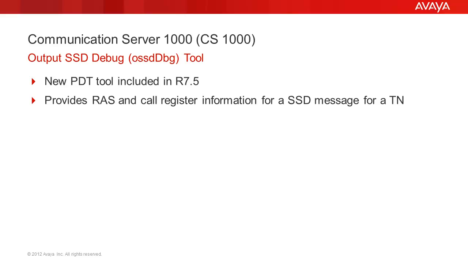For example, a phone can be designated as an on-site notification phone so that if someone calls an emergency number like 911, then the phone's OSN key would be lit. This tool would be used to troubleshoot an issue where the OSN key is lit but the call detail recording does not show a 911 call. The tool would provide return address stack and call register information for a particular SSD message to a particular TN. This information, along with your troubleshooting analysis, will help Avaya services troubleshoot your issue.